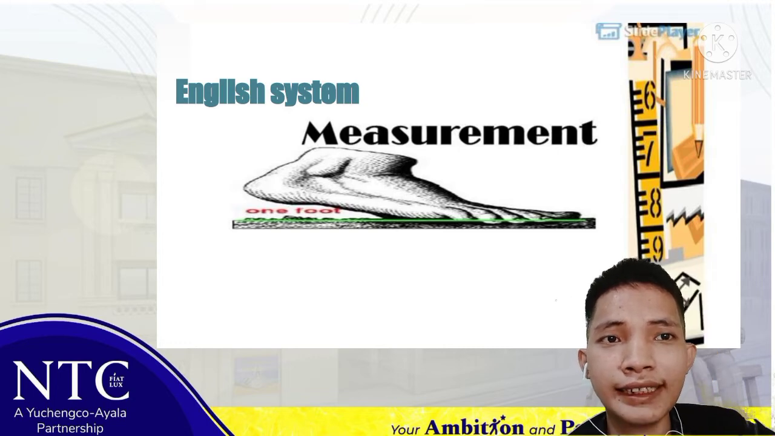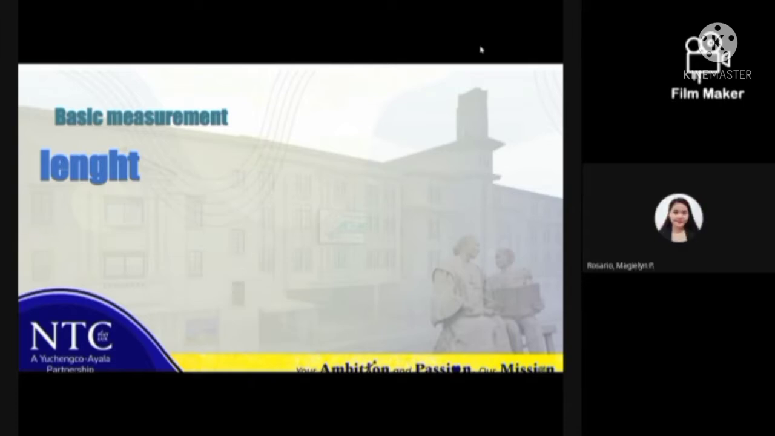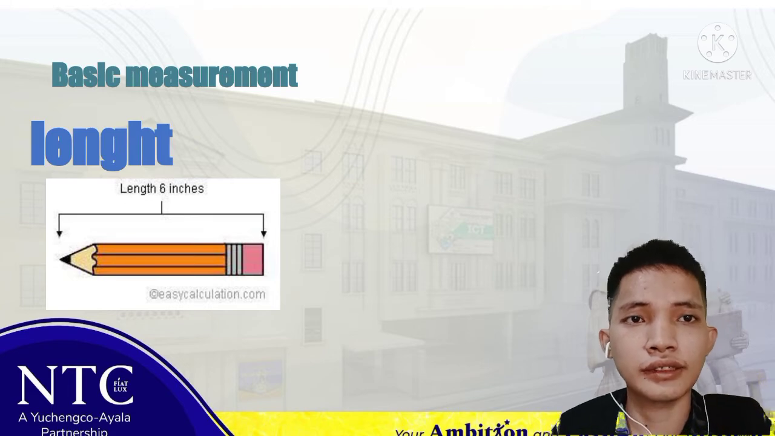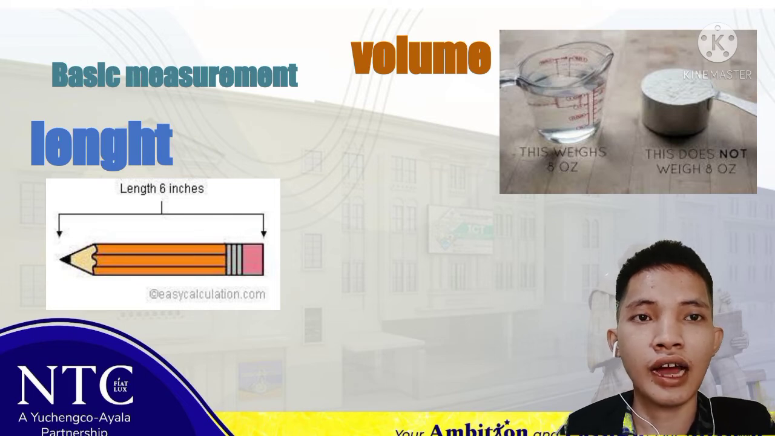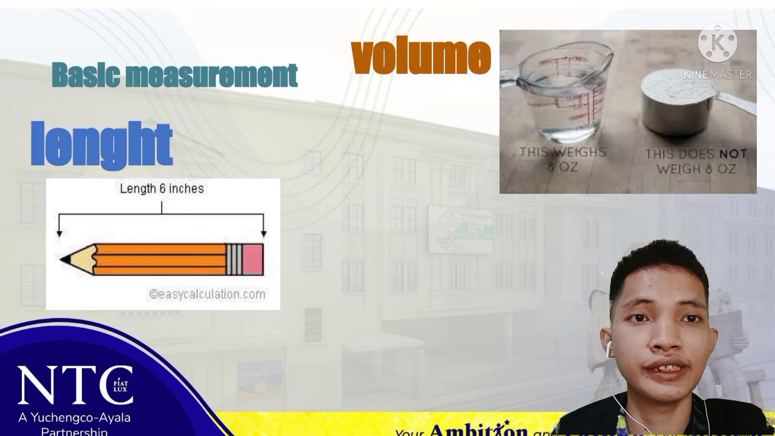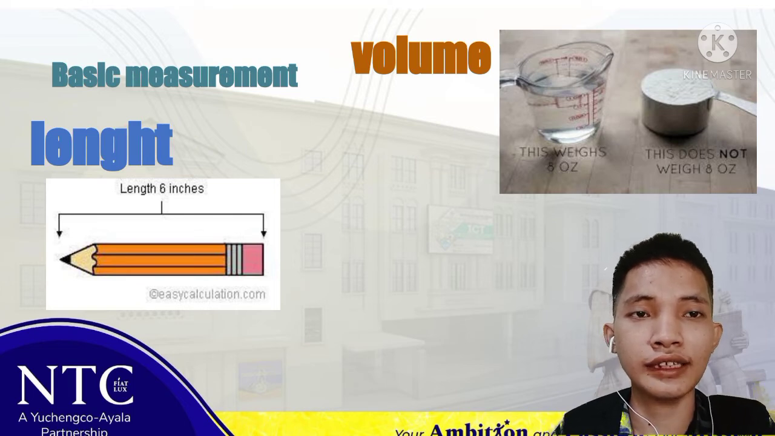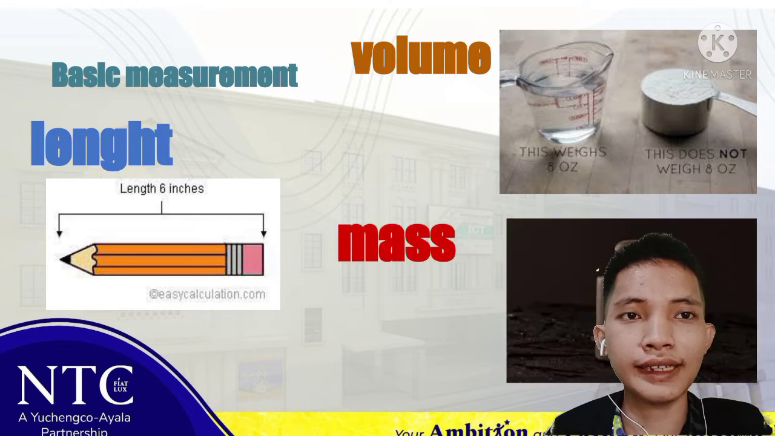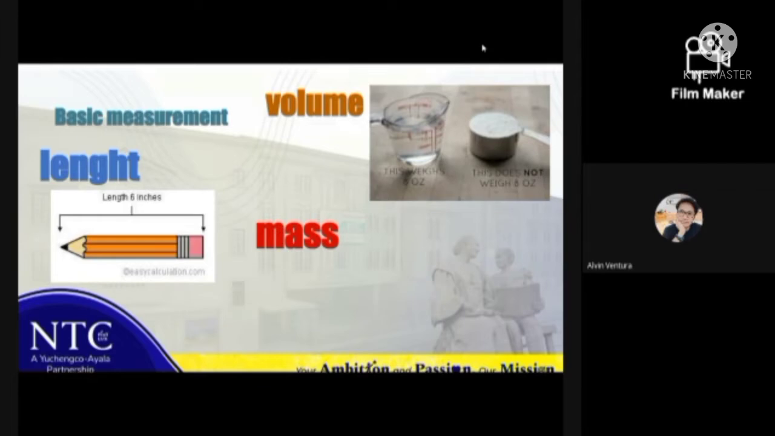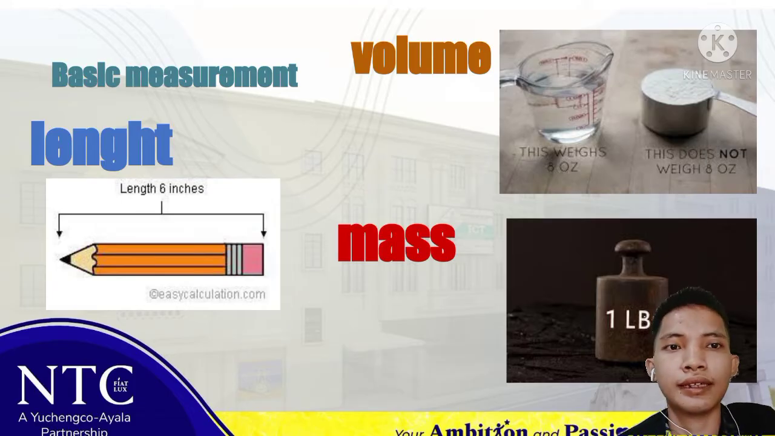Madeline, what is length? Sir, length is the distance of something measured. That's right, Madeline. Now class, volume is how much something can hold, generally liquid, and how much something takes up. Now, Alvin, what is mass? Mass is the amount of matter in an object. That's a great definition of mass, Alvin.